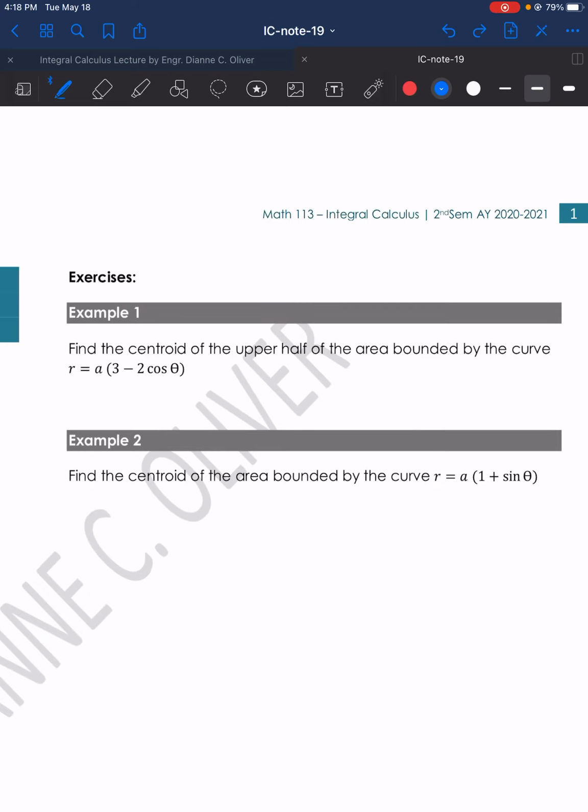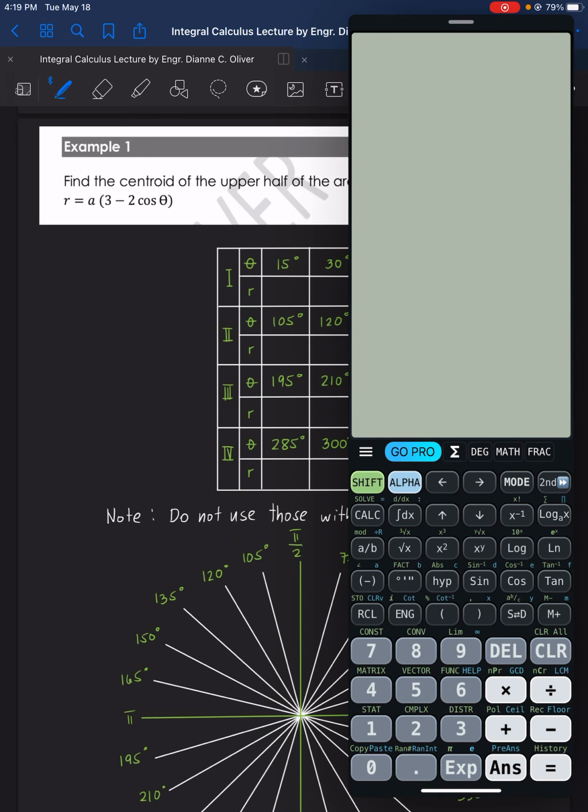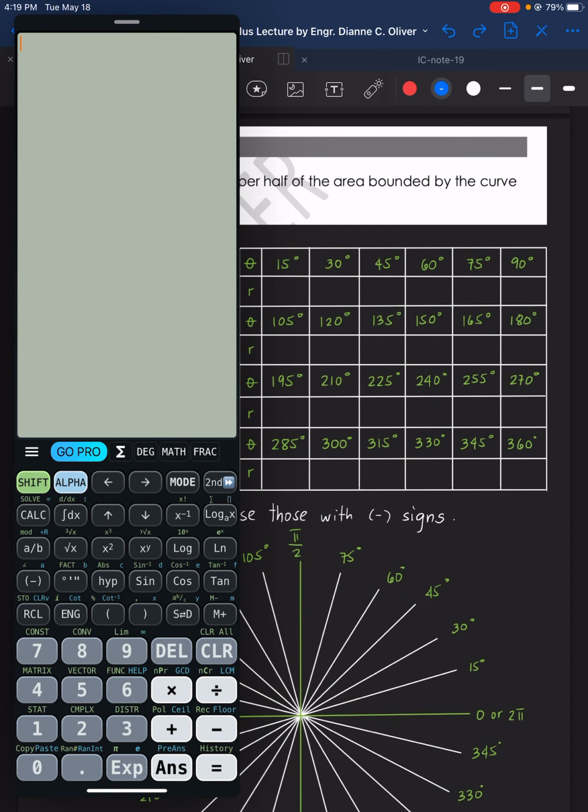There's 2 of them. For example number 1, find the centroid of the upper half of the area bounded by the curve r is equal to a times (3 minus 2 cosine theta). Now in our previous video, we were able to sketch the curve by filling this table by using our calculator. Again, we will use that method for us to sketch the curve.